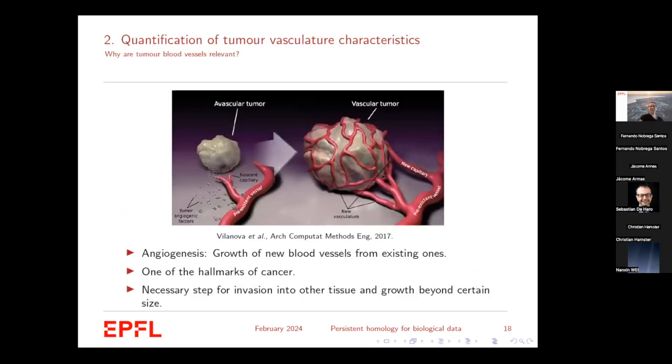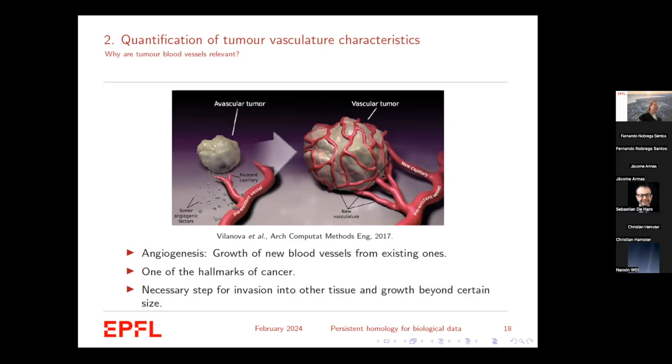Okay, so why am I interested in tumor blood vessels? So as a tumor grows, initially it takes up nutrients from its surrounding by diffusion. And then at some point, this is no longer enough to sustain tumor growth. And this is when a tumor starts signaling to the surrounding tissue, to the healthy tissue, to start growing blood vessels into the tumor in a process called tumor-induced angiogenesis. This is the growth of new blood vessels from existing ones. So the tumor doesn't grow its own blood vessels, it really makes use of surrounding healthy vessels.